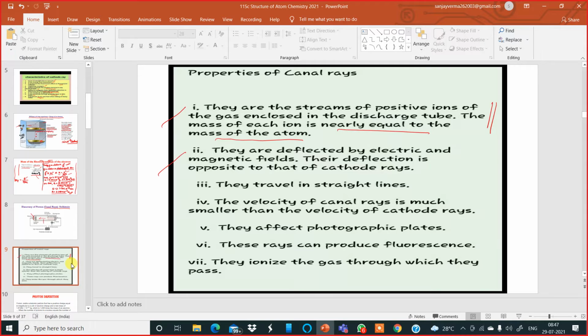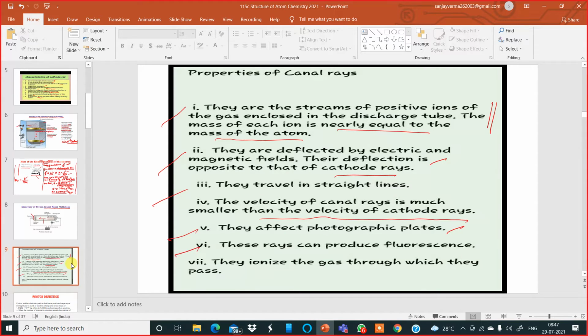The second point, they are deflected by electric and magnetic field. Definitely they are carrying charges, so they will get deflected by electric and magnetic field. The deflection is opposite to that of cathode rays because they are opposite in charge. They travel in straight lines. The velocity of canal rays is much smaller than the velocity of electrons because they have some mass and the mass is higher. They affect photographic plates also. They are going to affect photographic plates as well.